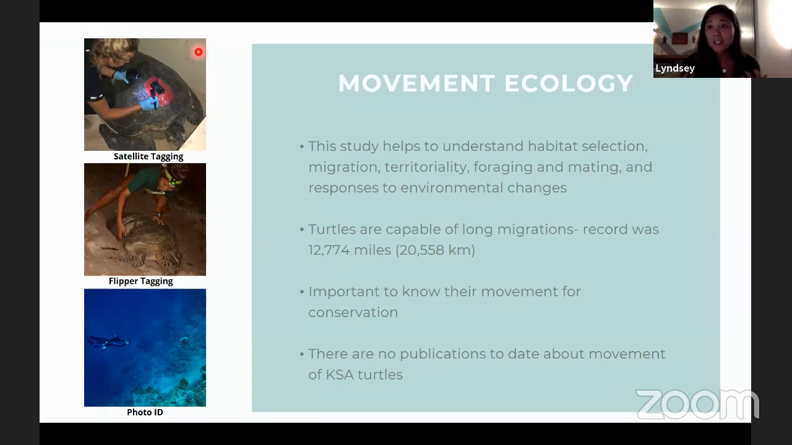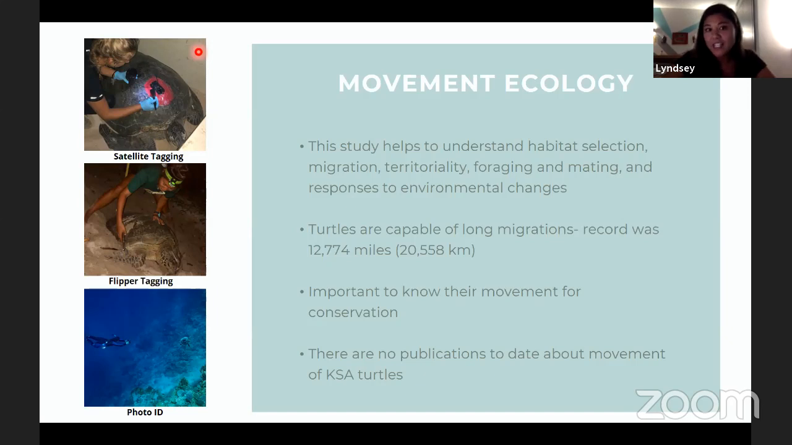It's important to know this because turtles are large migrators. The record, as I wrote here, is over 12,000 miles or 20,000 kilometers, and that was a leatherback turtle. So they make huge migrations. They can cross entire ocean basins. So in order to conserve these populations, it's not up to just one country. It needs to be several countries working together to protect their most important critical habitats, like where they're foraging and where they're nesting. That's why we need to know where they're going.